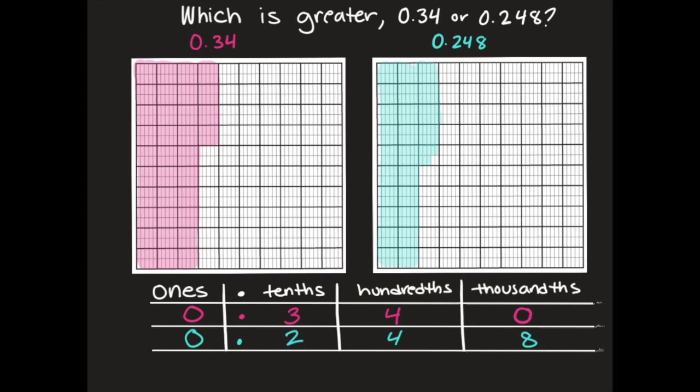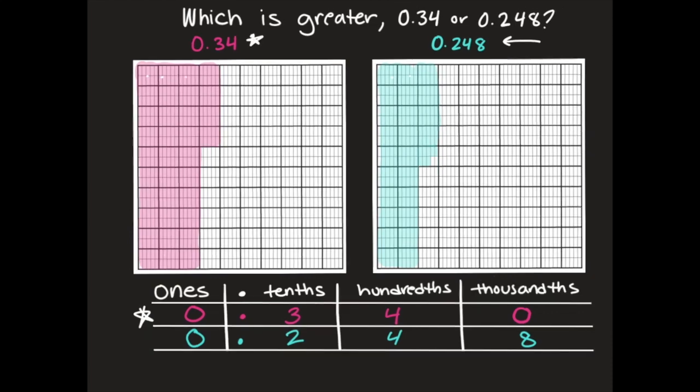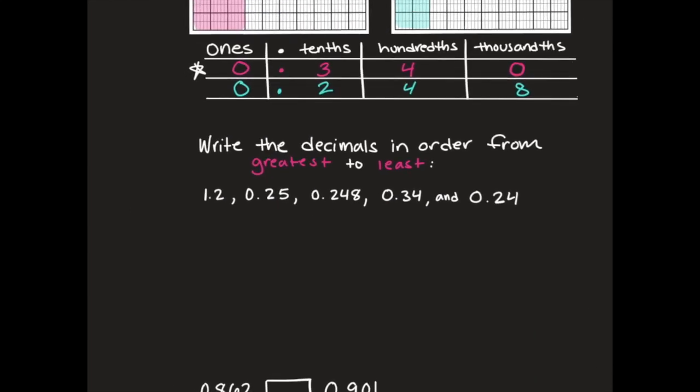And if we look, this one right here, I'm going to go ahead and put a star right here, is going to be bigger, my 34 hundredths. Even though this decimal looks longer, I have 3 full strips or tenths, and this one only has 2. So my 34 hundredths is going to be greater. All right, here's another example.